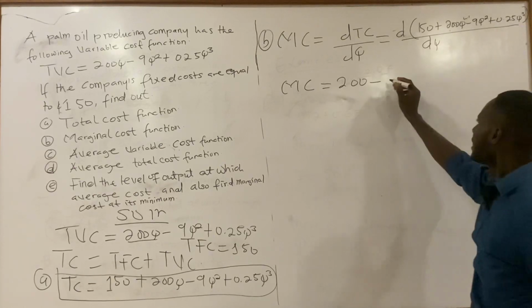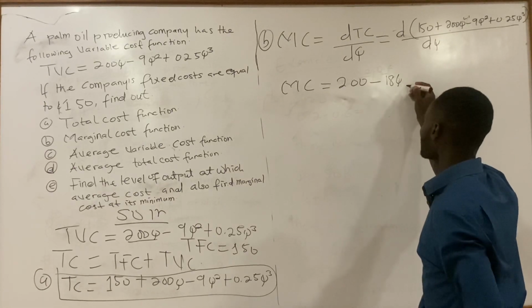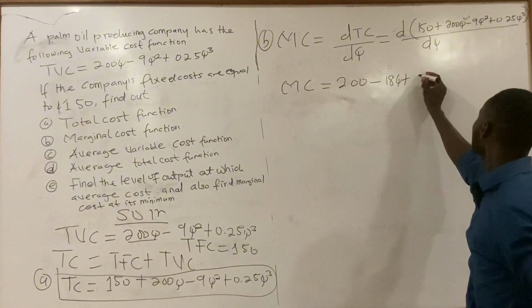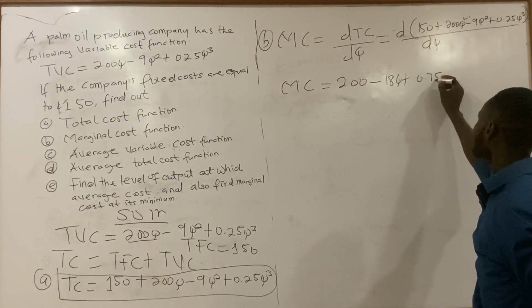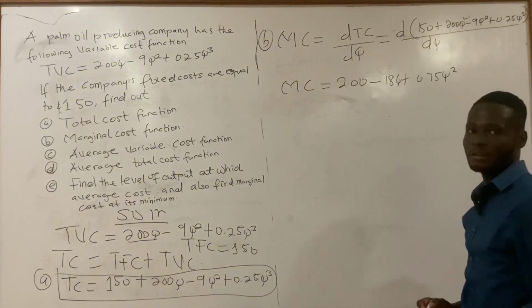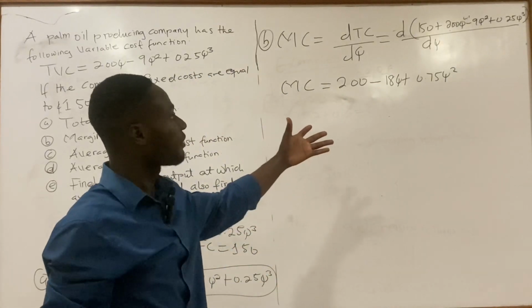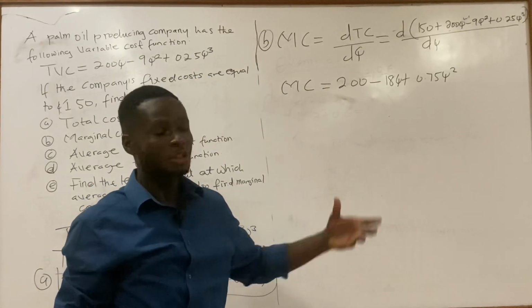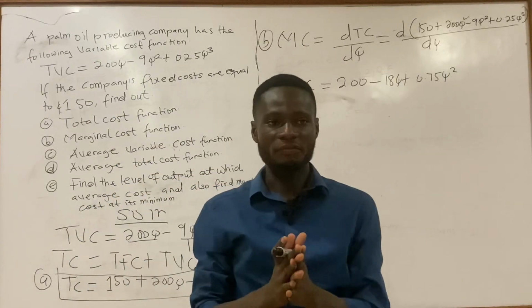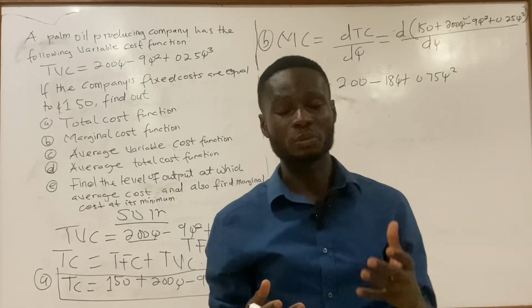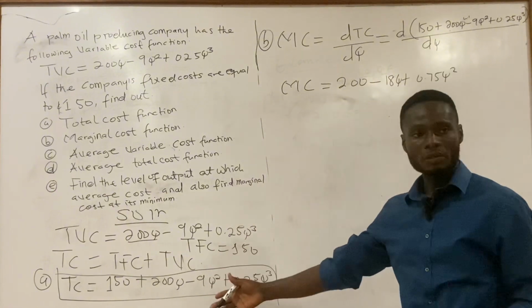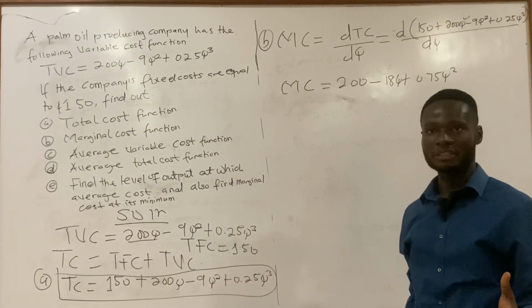So differentiating 200q, we get 200, minus the differential of 9q squared, so we have 18q, plus 0.75q squared. So that is the marginal cost function derived. It is very easy for you to get the marginal cost function whilst you have the total cost function. It's very easy arriving at your solution.